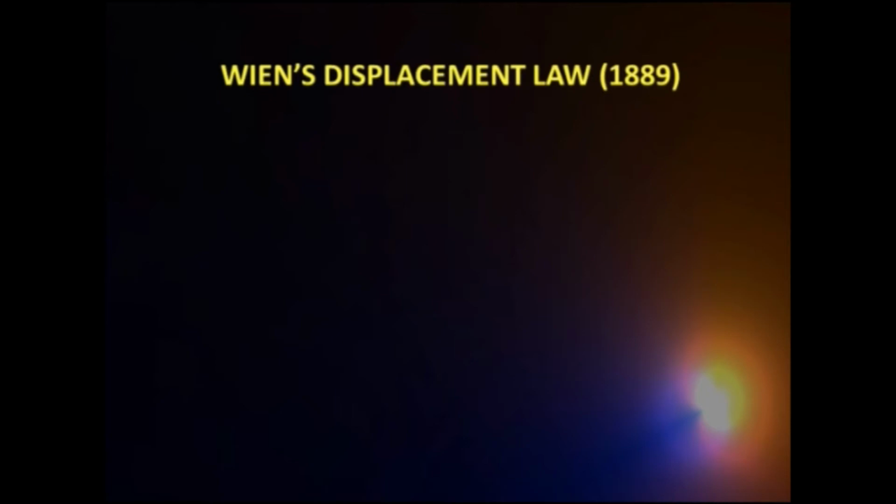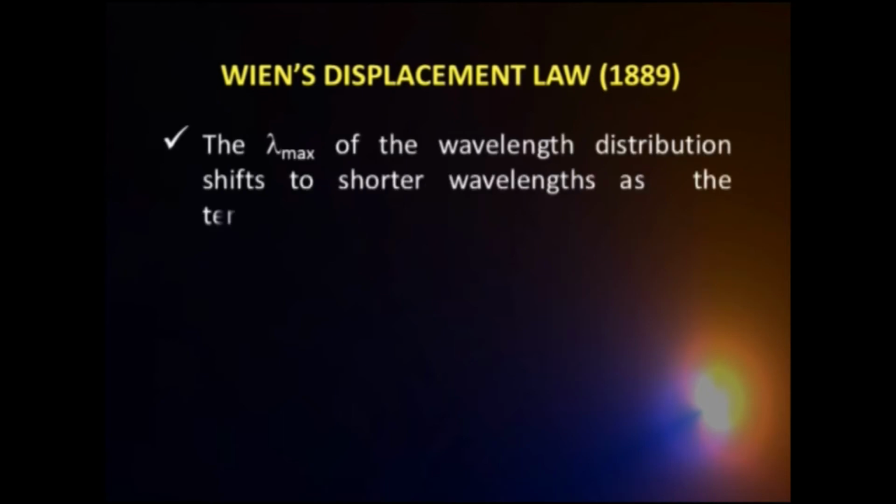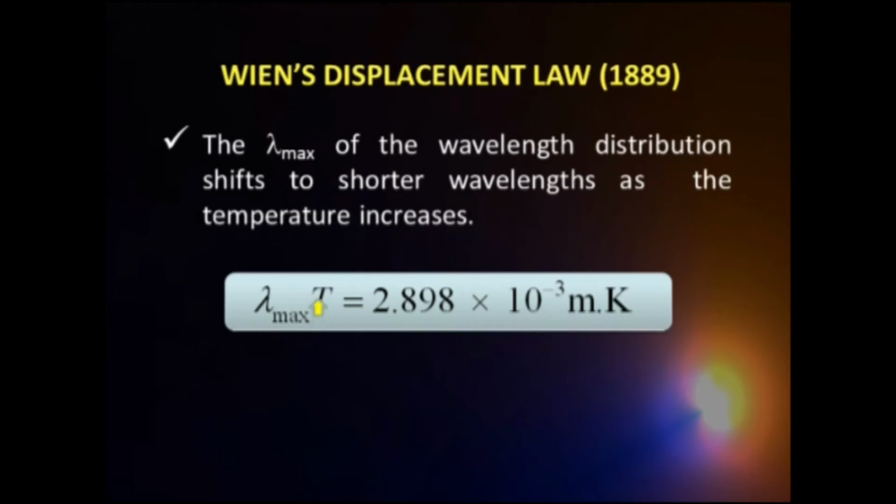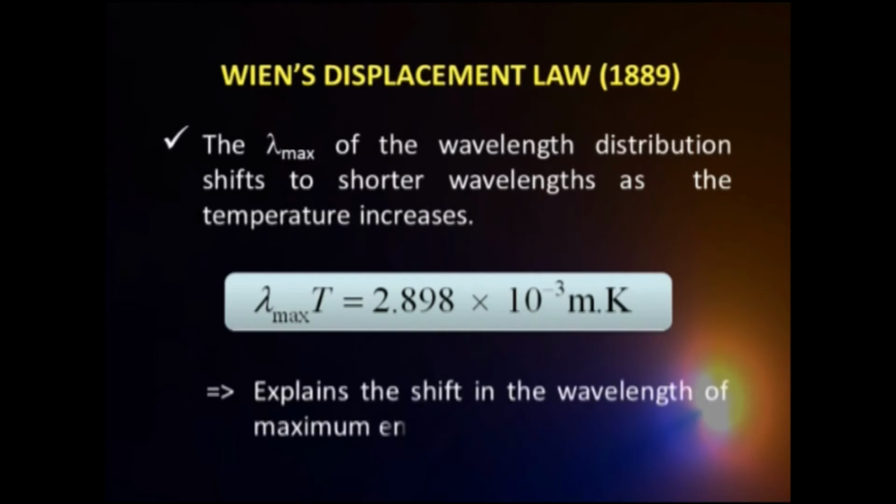The second important law is what's called Wien's Displacement Law. What it says is, the lambda max of the wavelength distribution shifts to lower wavelengths as temperature increases. That is, lambda max times T is a constant. That means if T goes up, lambda max has to come down, and this explains the shift in the wavelength maximum of the emission. So the two observations are explained, at least qualitatively: there is an increase in output, and there is a shift in lambda max.